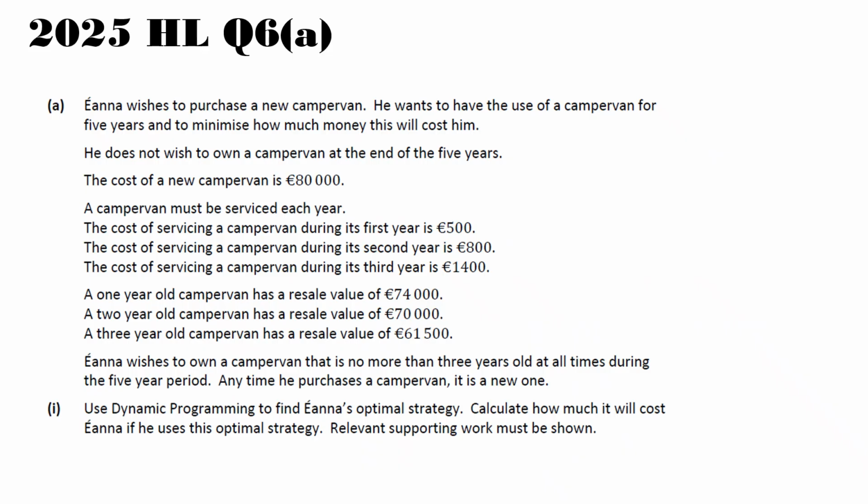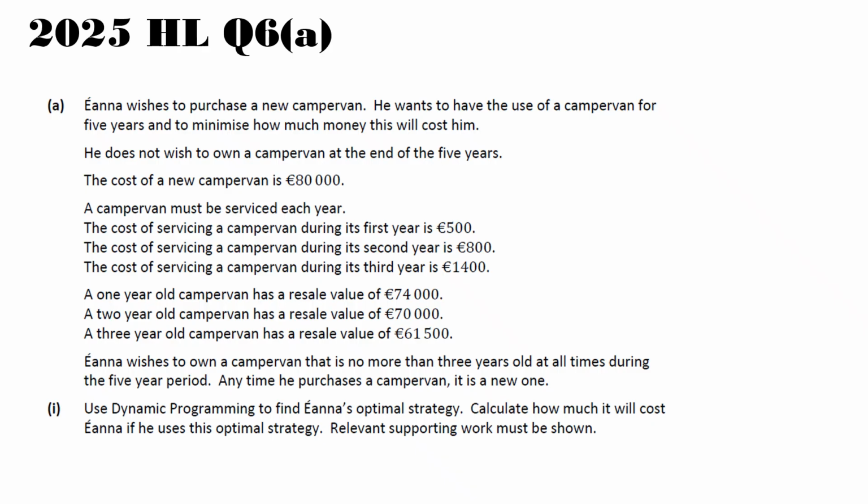Hannah wishes to purchase a new camper van. He wants to have the use of the camper van for 5 years and to minimize how much money this will cost him. He does not wish to own a camper van at the end of the 5 years. The cost of a new camper van is 80,000. A camper van must be serviced each year. The cost of servicing a camper van during its first year is 500. The cost of servicing a camper van during its second year is 800, and the cost of servicing a camper van during its third year is 1400.